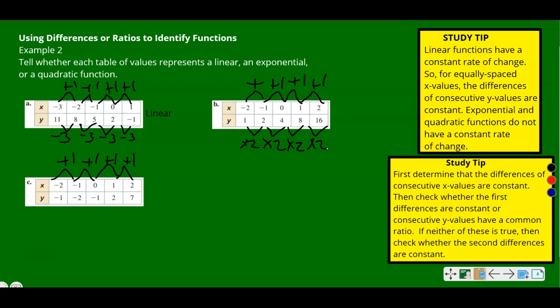So if it has a constant ratio, you're looking at something besides a linear. So this is going to be an exponential function.